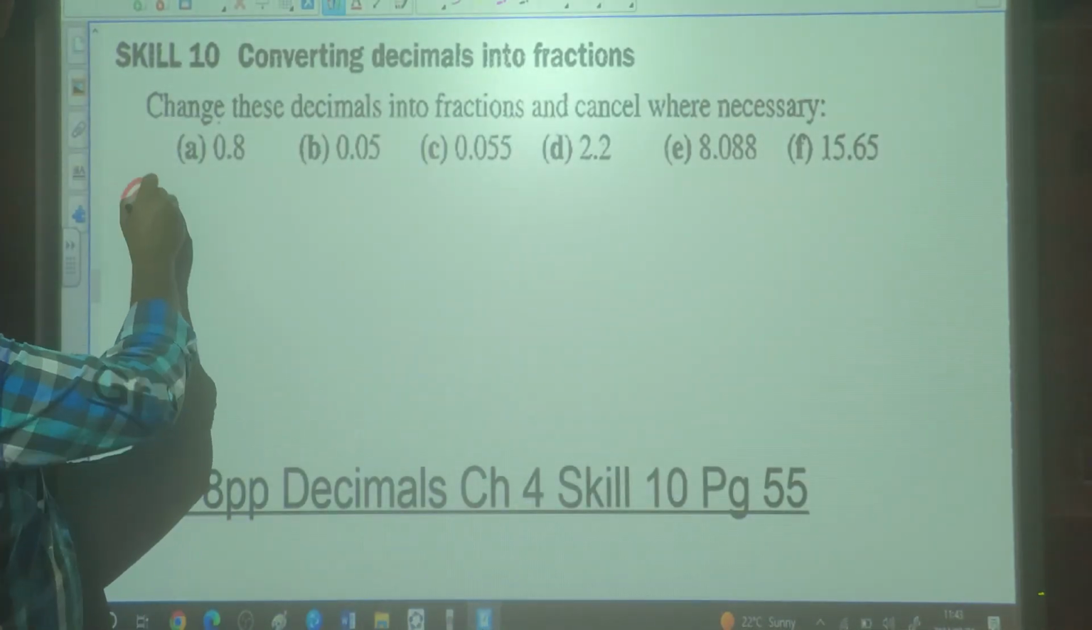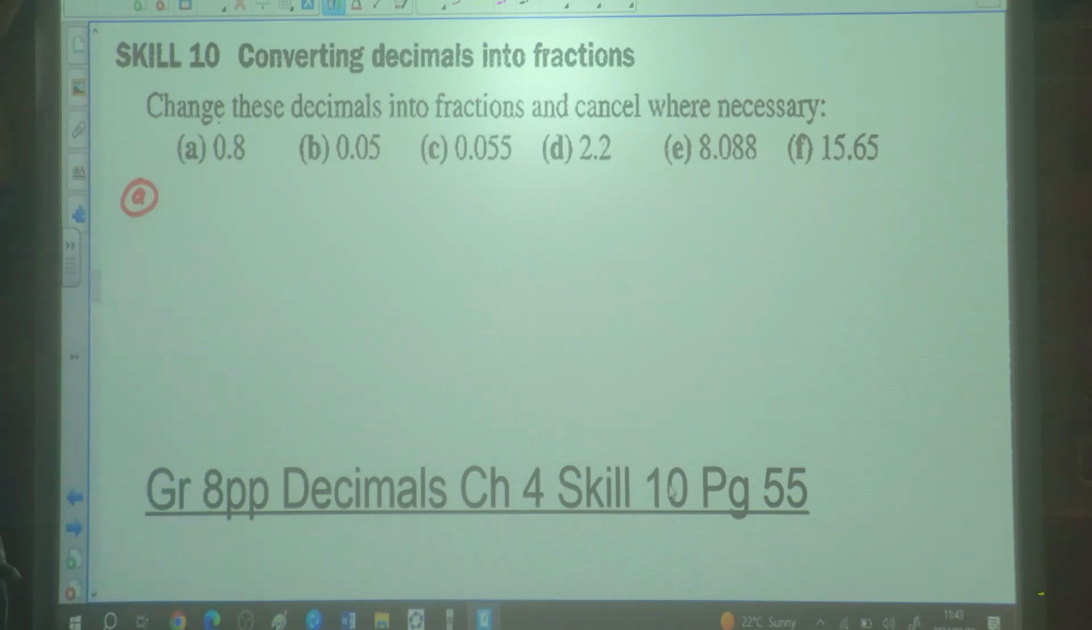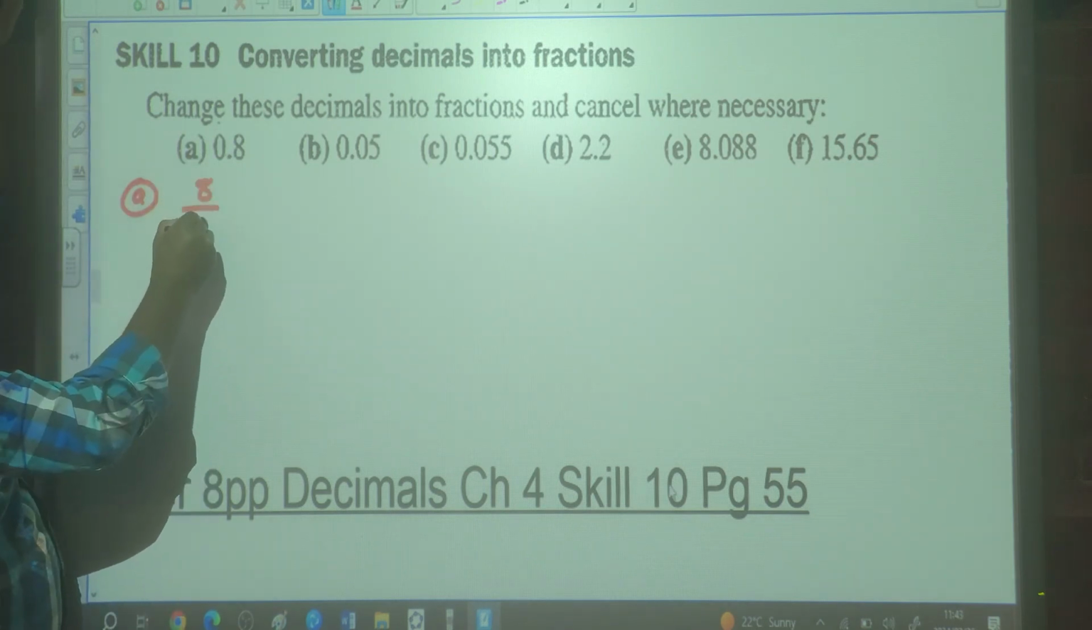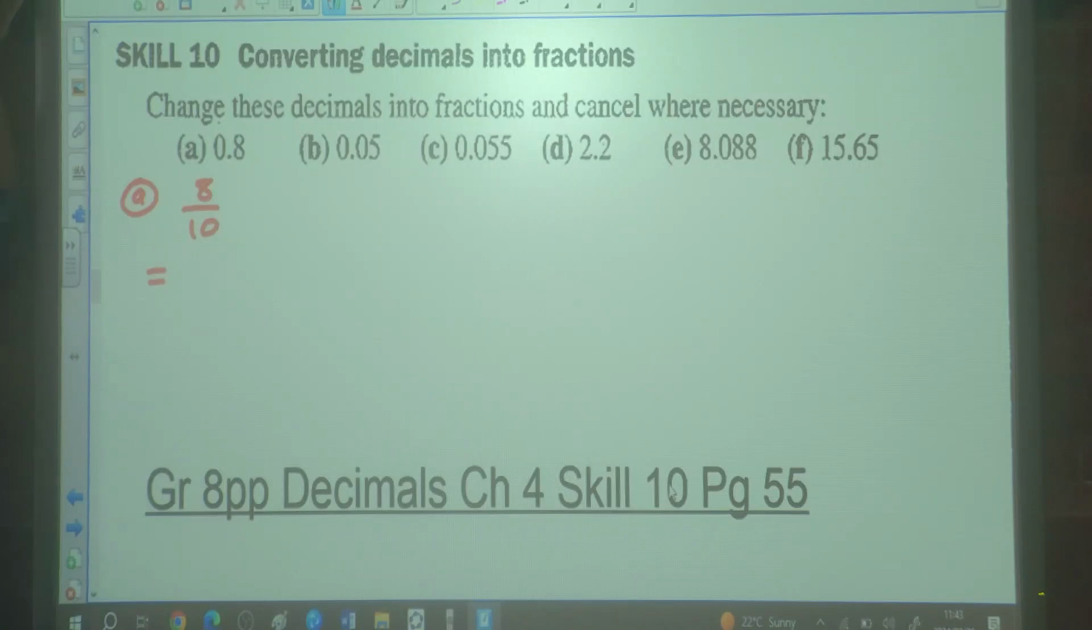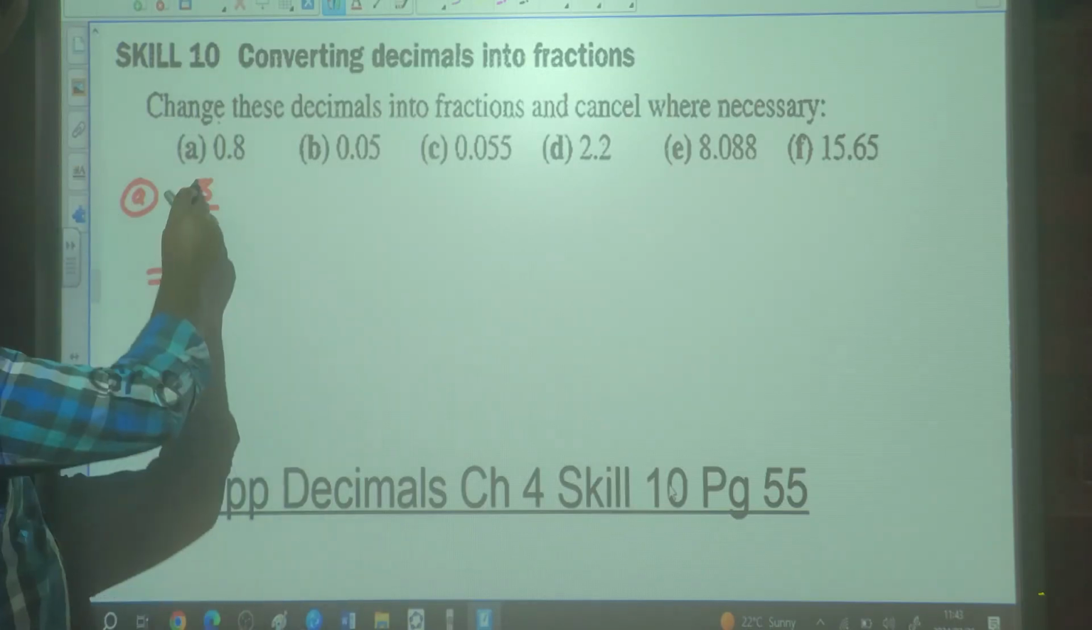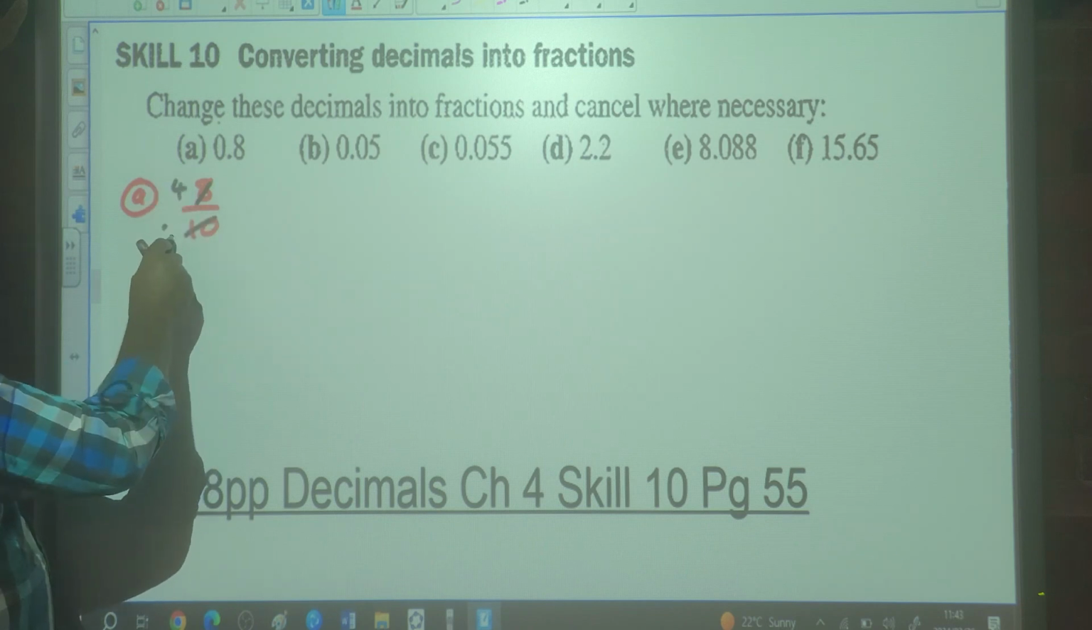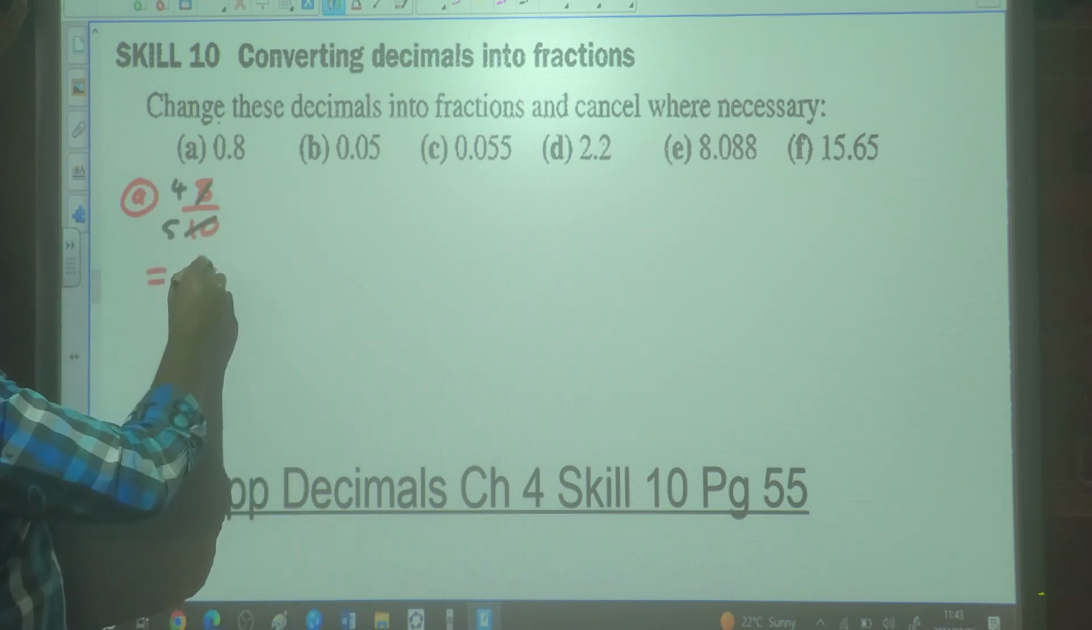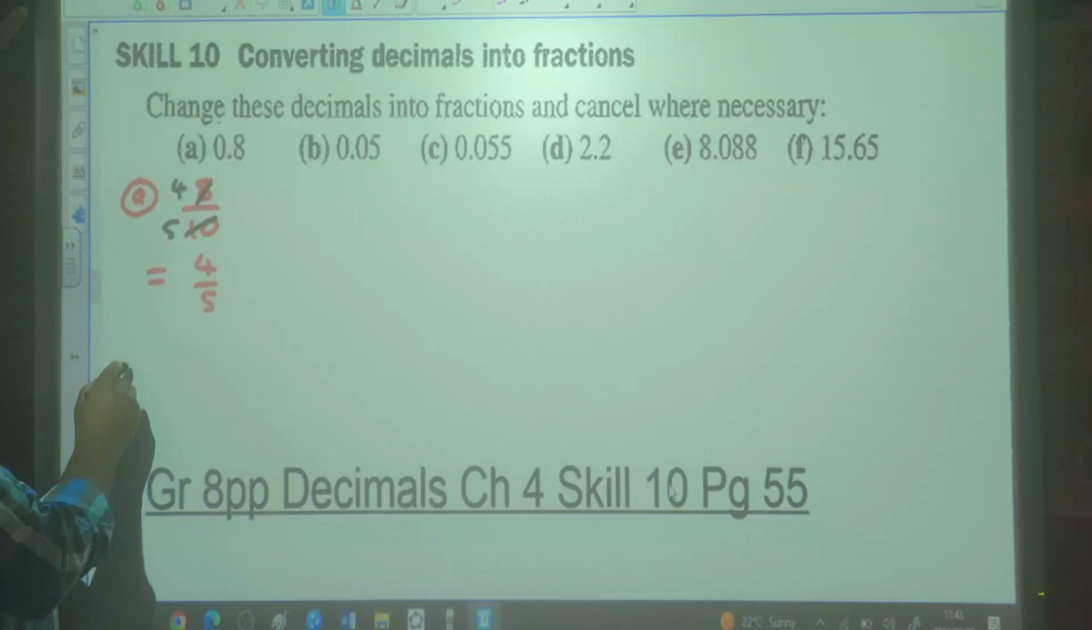Right, so 0,8 can be written as 8 over 10. So what number goes into 8 and into 10 without remainder? 2. 2 going into 8, 4 times; 2 going into 10, 5 times. The answer is 4 over 5. Look at B.